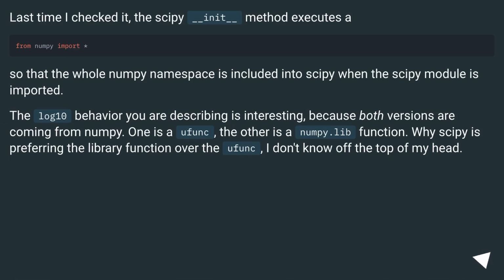Last time I checked, the scipy __init__ method executes a from numpy import *, so that the whole NumPy namespace is included into SciPy when the SciPy module is imported. The log10 behavior you are describing is interesting, because both versions are coming from NumPy. One is a ufunc, the other is a numpy.lib function. Why SciPy is preferring the library function over the ufunc, I don't know off the top of my head.